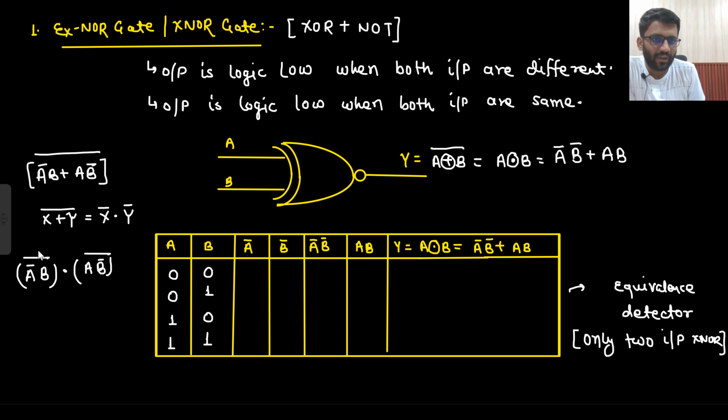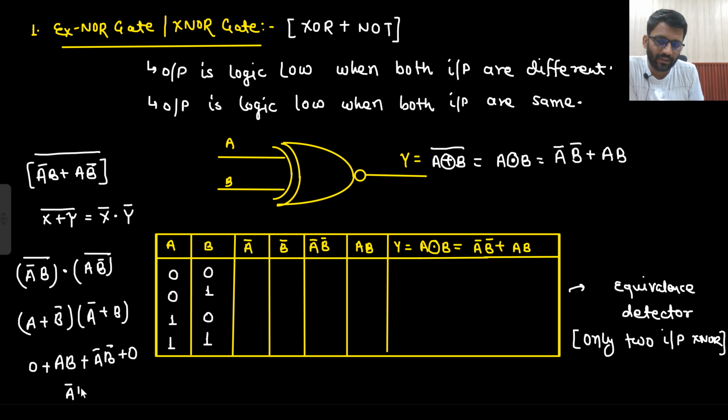So A bar, it would be A plus B bar into A bar plus B. Now multiply this. A into A bar is 0. A into B is AB plus A bar into B bar is A bar B bar, and B into B bar is 0. So what you are left with? A bar B bar plus AB. If you are not able to solve it, no need to worry, because we will see a lot of examples of De Morgan's theorem in this chapter. So there you will be habitual, but here also you can build the habit.